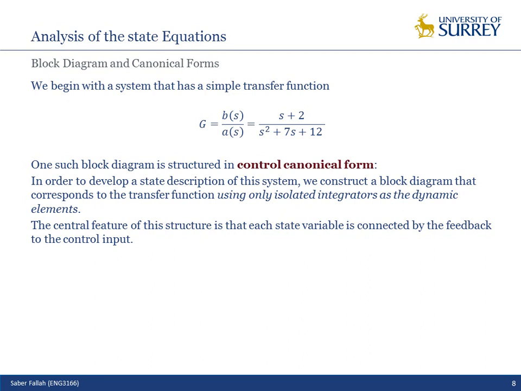How? Let's see. I have a second order system. Look at the characteristic equation: s squared plus 7s plus 12. I have this second order system. If I have a second order system, I need two integrators.